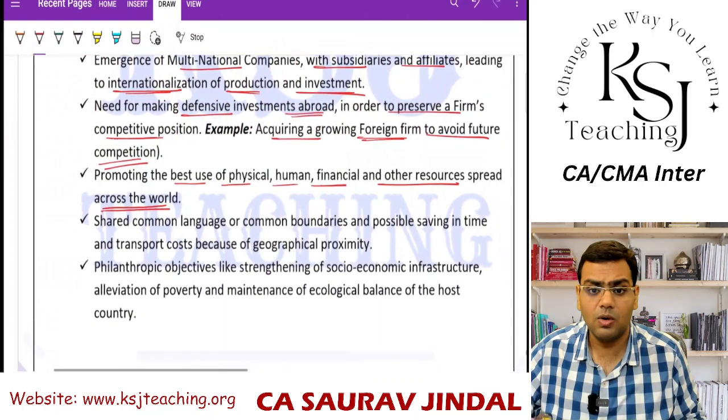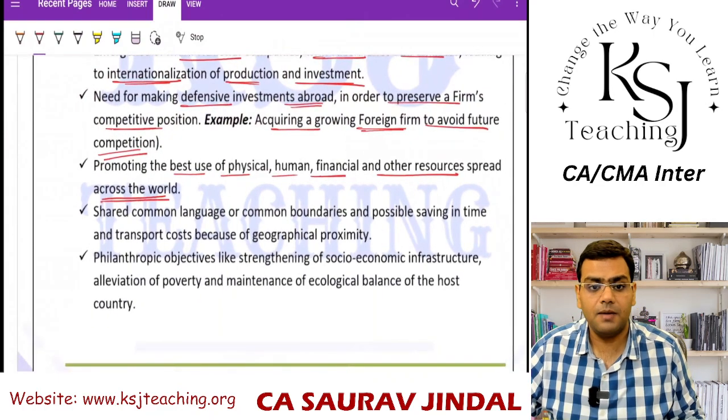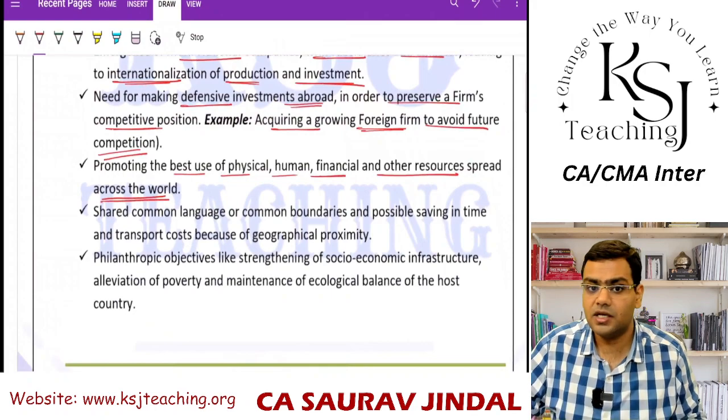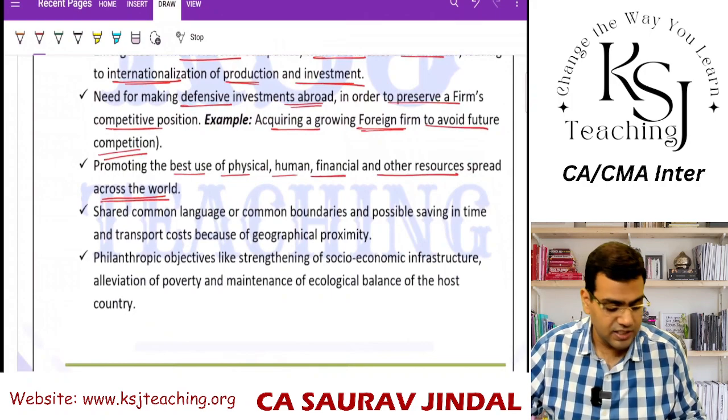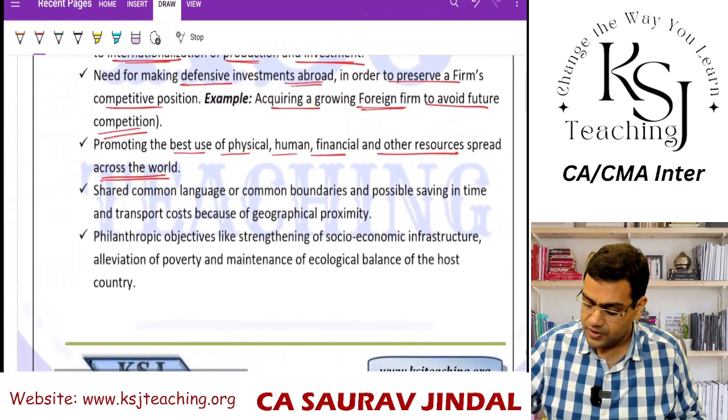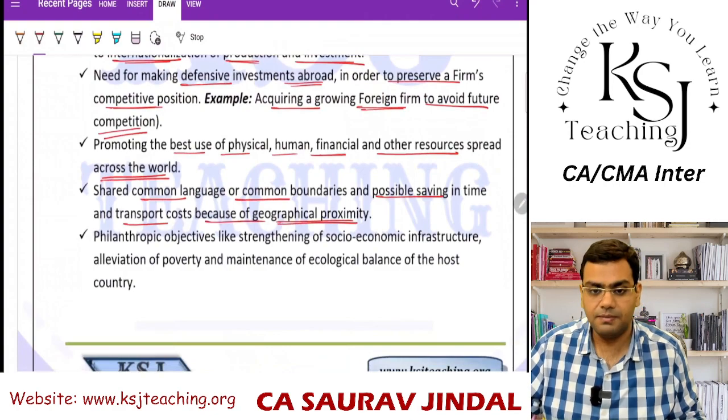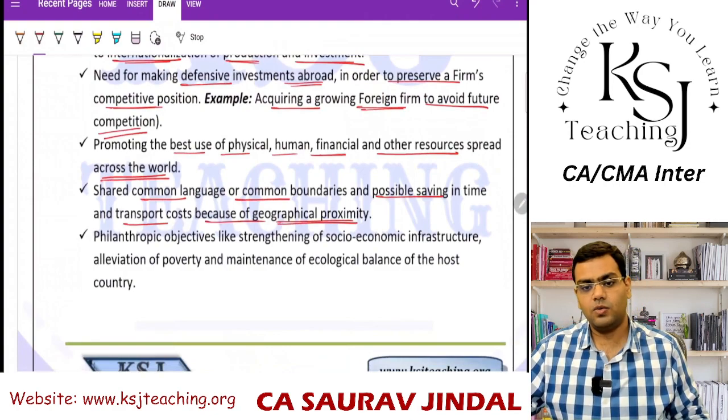So this is how the FDI can help in the technological exchange, in the human exchange, in the financial exchange, and a lot of other things, right? Shared common language or common boundaries and possible savings in time and transport cost because of the geographical proximity. Now, why do you want to invest in India?